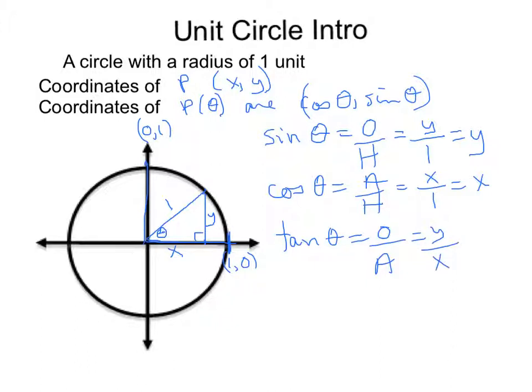As you can see, cos theta simplified down to x. So if we have coordinates x, y, we would have cos theta, sine theta.